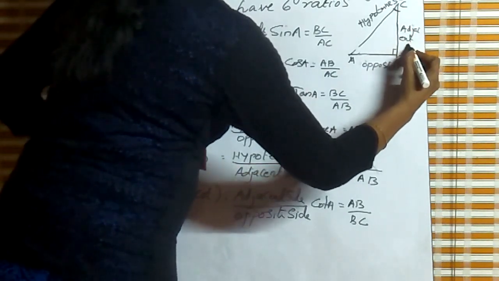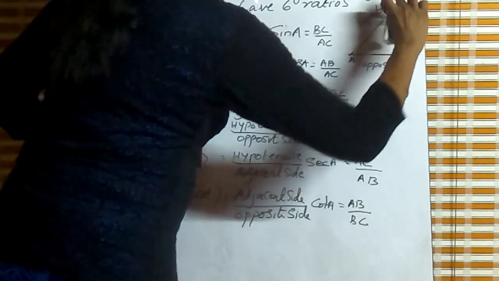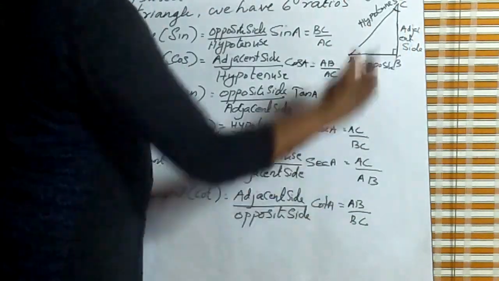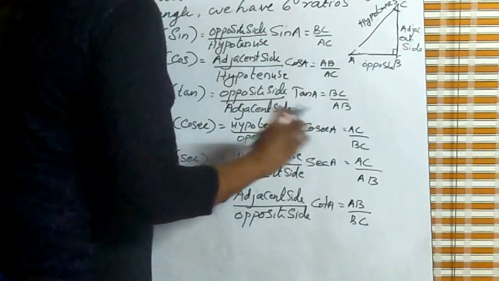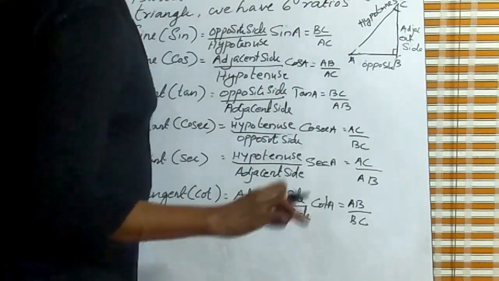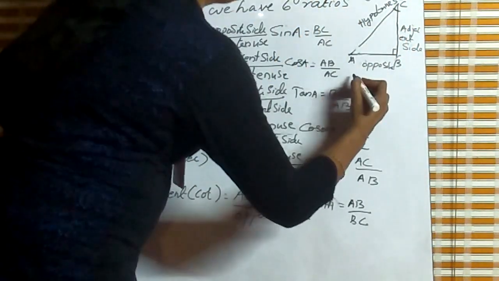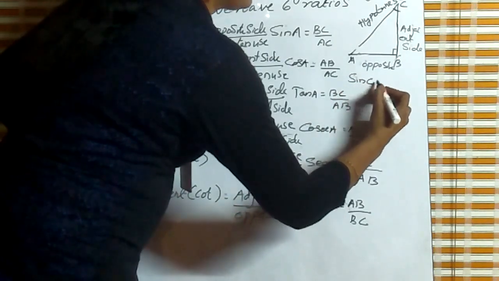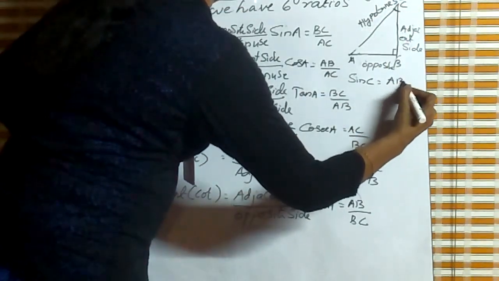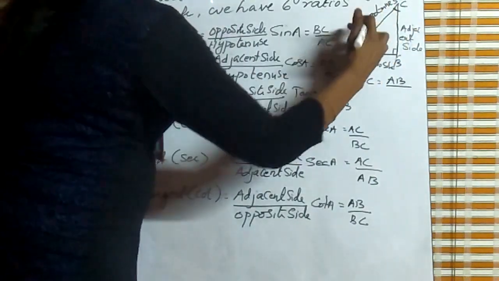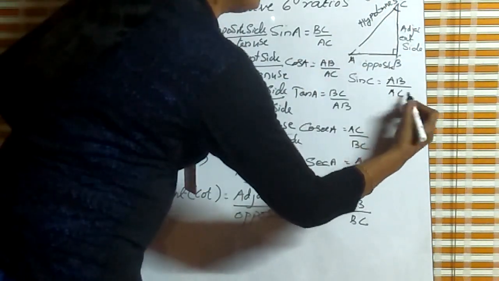Adjacent side BC. Based on angle C, BC is the adjacent side. The side which is adjacent to angle C is BC, and the side which is opposite to angle C is AB. Then what is sin C? Sin C is equal to opposite side by hypotenuse. AB by hypotenuse is the same as AB by AC. Sin C.